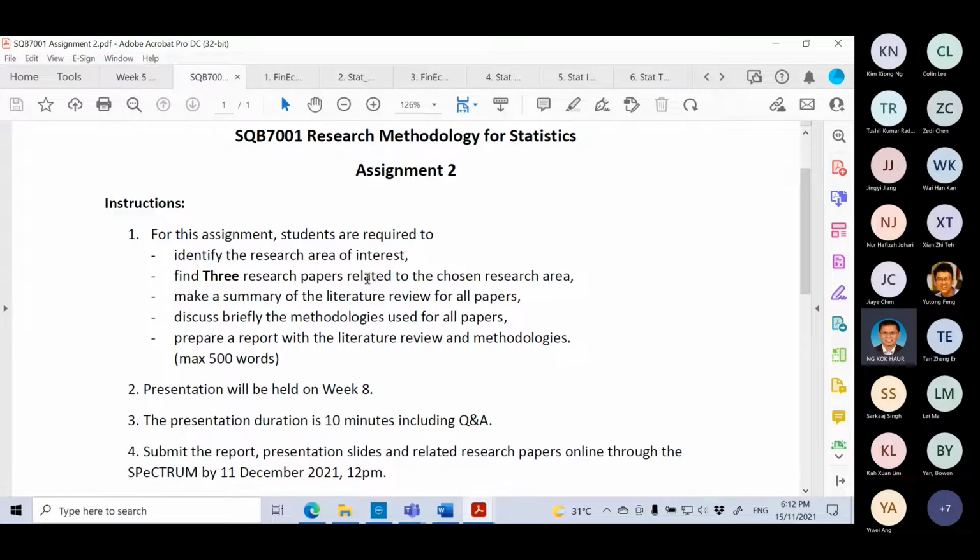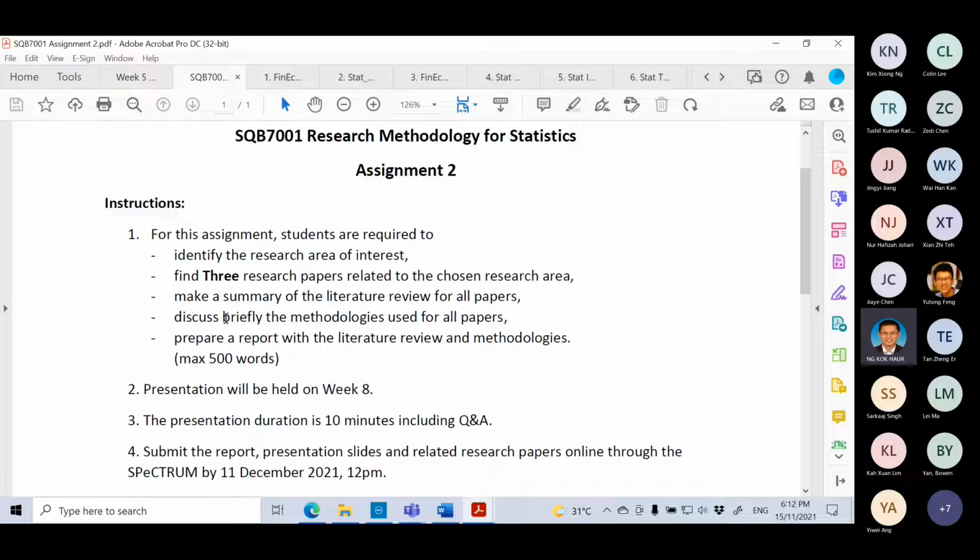Of course, these three research papers must be related. Related means that if you are working on the same area, like medical and then COVID-19, then they must be related. Otherwise, you cannot see the relationship between them. Then you make a summary of the literature review of all these papers.